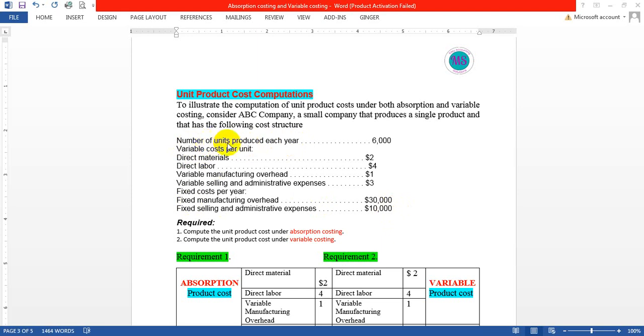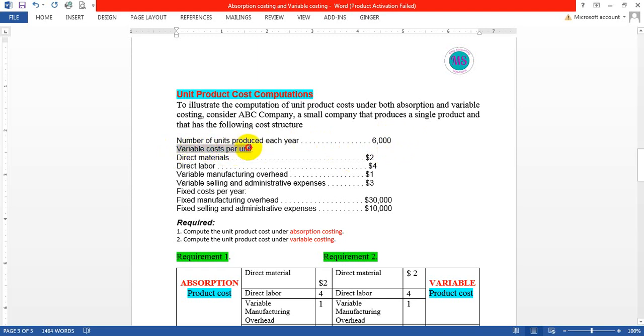They are producing 6,000 units each year. There is no dollar sign. Look here, again, the units are mentioned in single digits, with no currency there. It means we are talking about the units, right? If there is a currency, it means we are talking about cost. So this is the unit, not our cost. Number of units produced each year, 6,000. These are our units.